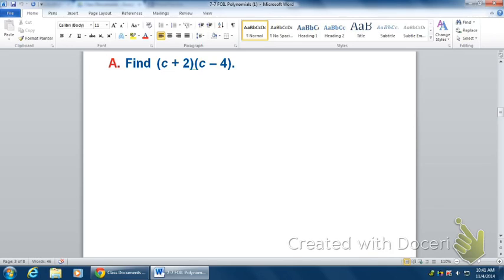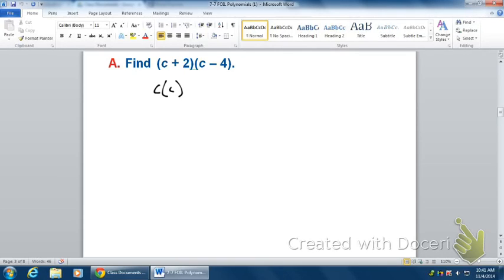Okay, so I'm going to multiply my first terms, which are c and c. Okay, does everybody see that? So that's going to be c times c. Next, I'm going to multiply my outermost terms. Okay, FOIL. So I've done my first. Now I'm working with my O, which is the outermost terms, which are c and negative 4.